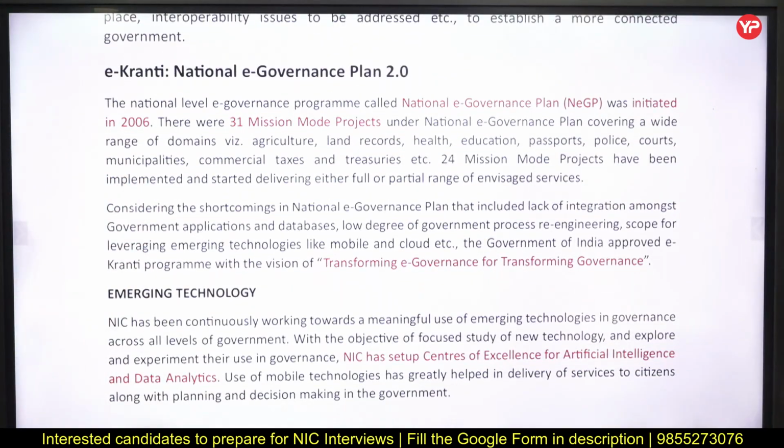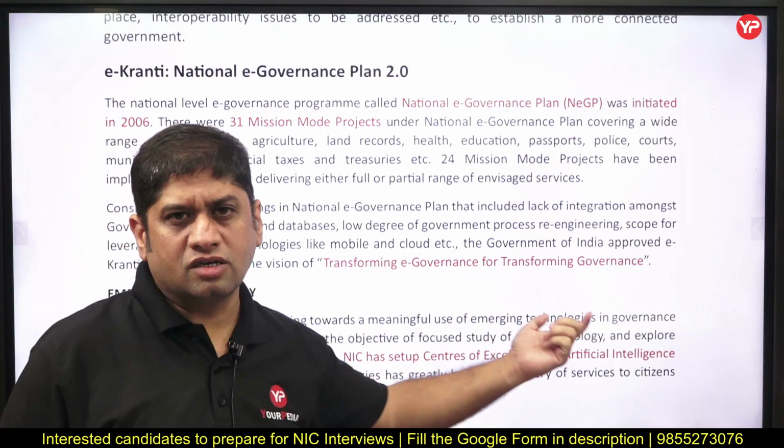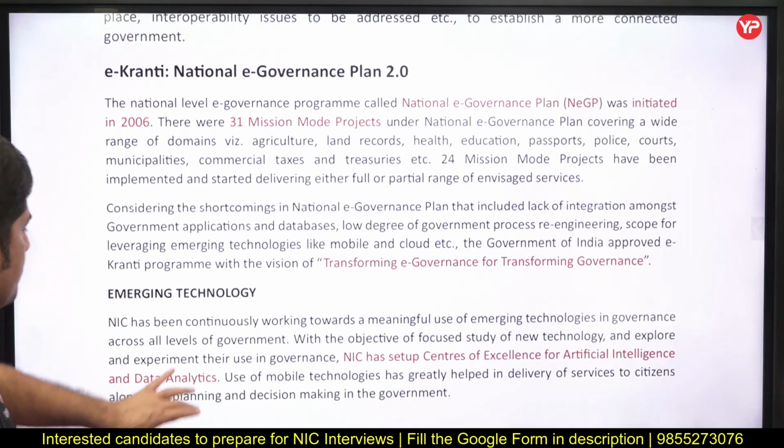Now, what is e-Kranti? This is National E-Governance Plan 2. National E-Governance was initiated actually in 2006, earlier government. There were some 31 mission mode projects under National E-Governance Plan. Now we are talking about National E-Governance Plan 2.0, जिसका नाम e-Kranti है. That is what is called e-Kranti mission, and that is nothing but implementation of some projects, and these projects are related to agriculture, land, health, education. So the main purpose of this is to transform e-governance and transform the governance. So good governance and e-governance, these terms are related. So जितने भी projects हैं उनको technology के through हमें monitoring करना है.